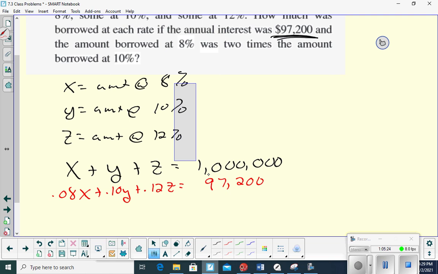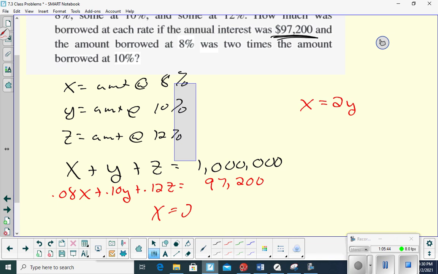It says the amount borrowed at 8%, which is X, was 2 times the amount borrowed at 10%, which is Y. So X is equal to 2 times Y. The amount borrowed at 8% was 2 times the amount borrowed at 10%. So X is equal to 2Y.